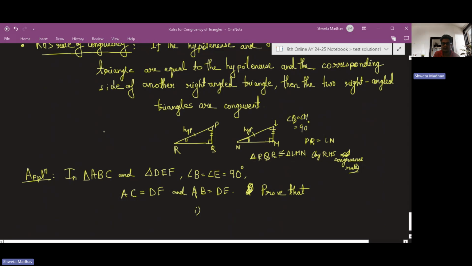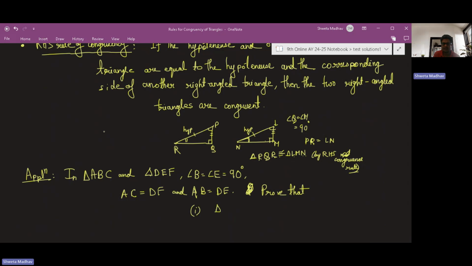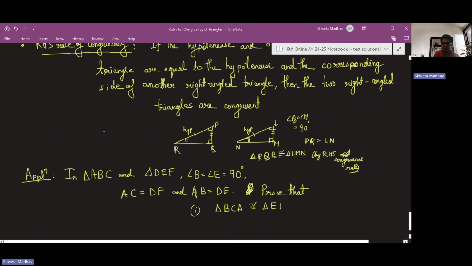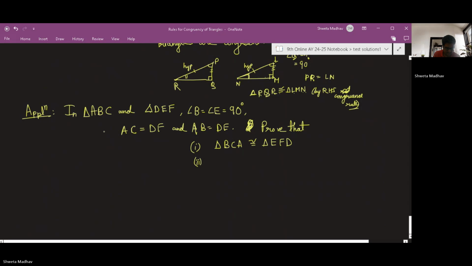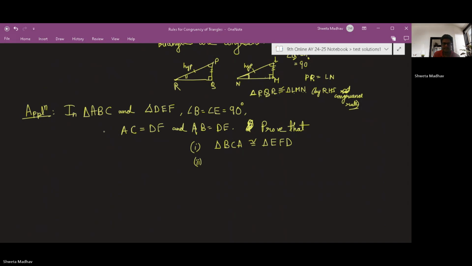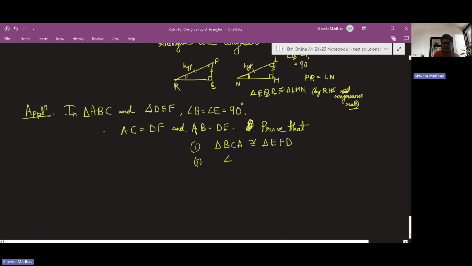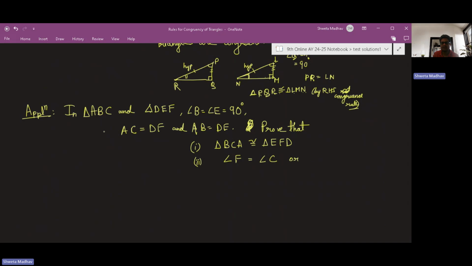the first part is that triangle BCA is congruent to triangle EFD. And the second part is that we have to show that angle F is equal to angle C. Or simply it is told to prove that angle EFD is equal to angle BCA.